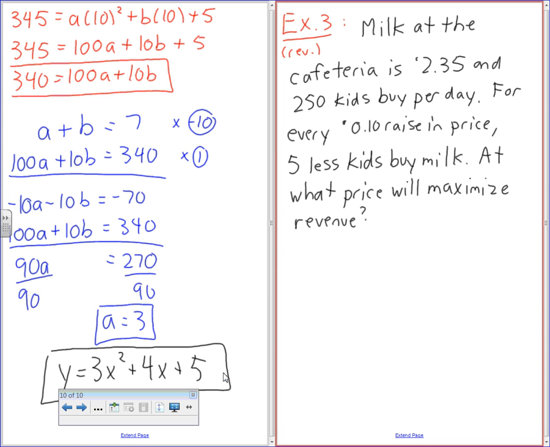I'm going to make a small chart to get started, and then we'll do the equations here. My chart is going to be your price times your sales.